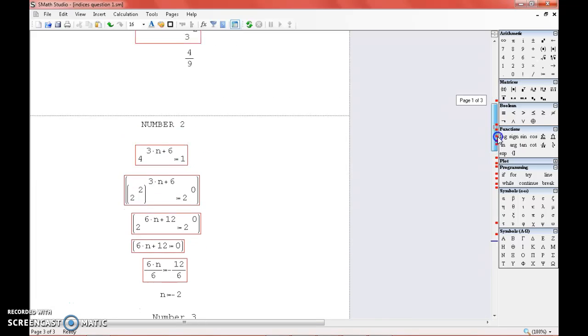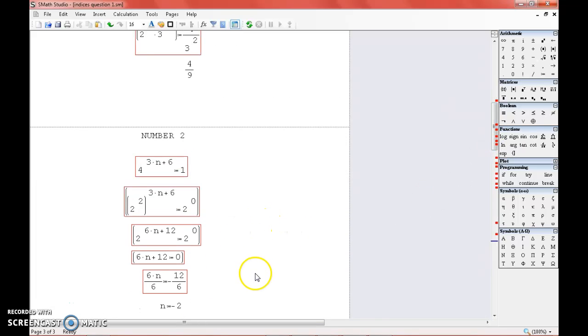Next, we have question number 2, which is not that difficult. So we have 4 raised to 3n plus 6, which is equal to 1. That's the question, right? So what would you do? As I said before, you try to put both the coefficients on equal sides. Try to put the coefficients to be the same.